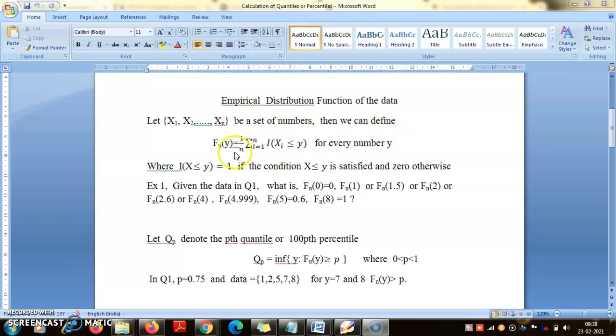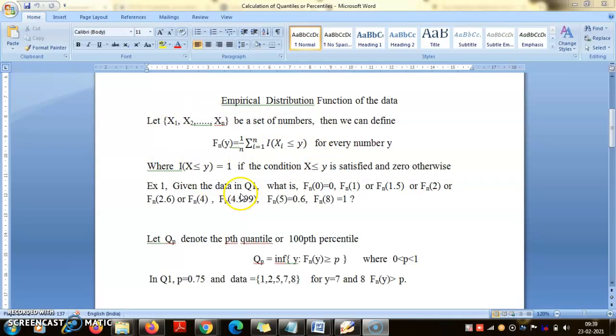If you divide by n, the total number of observations, you get a proper fraction. This fraction represents the proportion of observations in the data that do not exceed y. Why am I saying do not exceed? Because less than or equal to y may include one of the values in the data. So I is the indicator function, which is frequently used in probability and mathematics. It takes the value 1 if the condition is satisfied, 0 otherwise. So this is a very simple algorithm, I think.